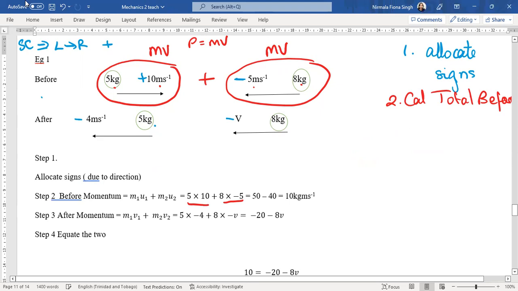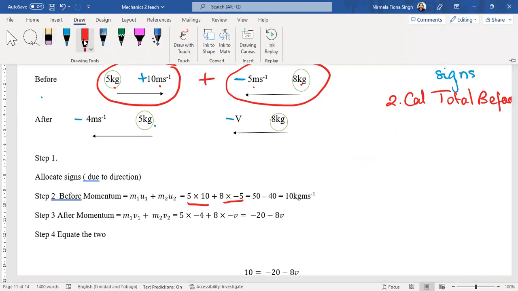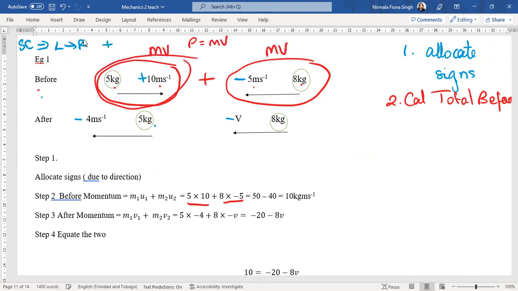So we work out the momentum of the first object, and we add the momentum of the second object. So 5 by 10 is 50. 8 by minus 5 is minus 40. 50 minus 40 is 10. So we have a number. We calculate numbers. Three, we derive an expression.